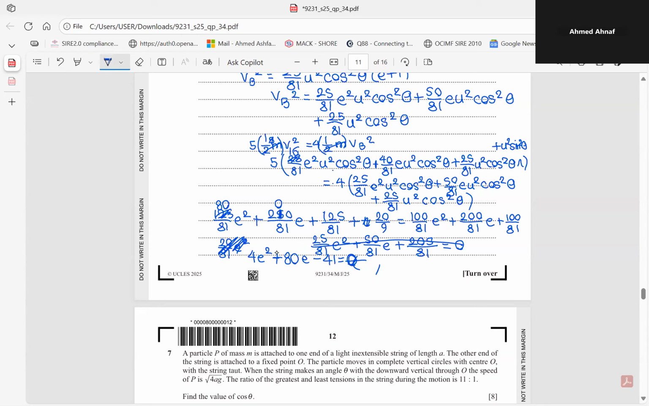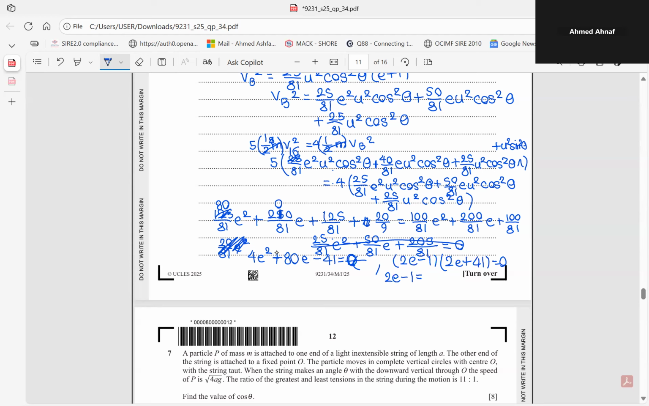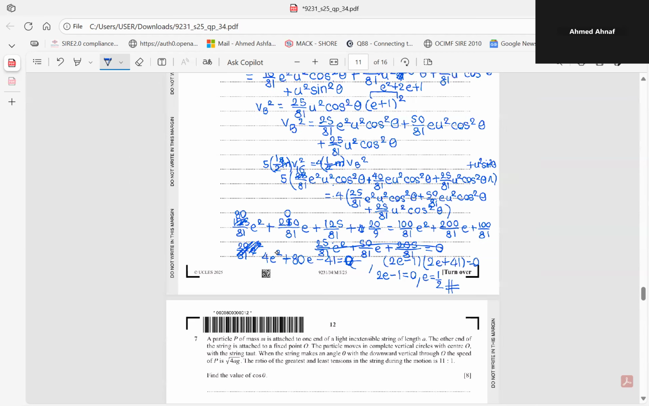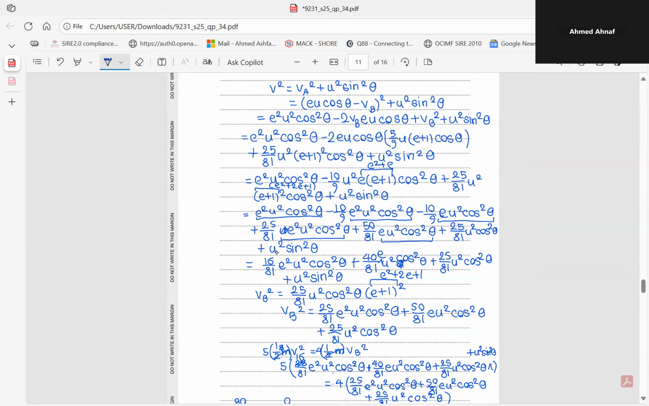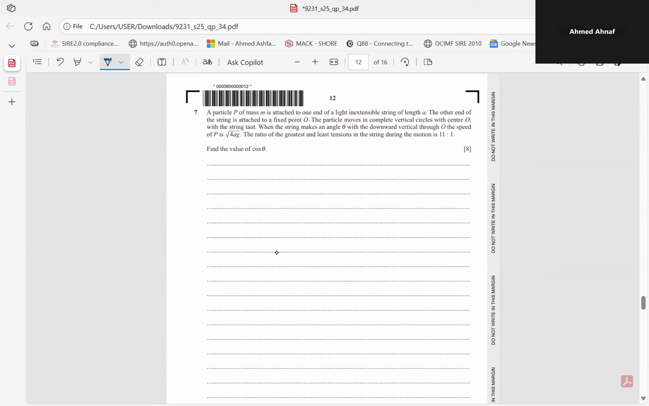So factorizing this, 480 minus 41, you will get 2e minus 1 times 2e plus 40. Sorry, 41, equals 0. And then 2e minus 1 equals 0. Then you'll get e equals half. So this is our final answer for this part as well as the entire question. Let's head on to the next and final question.